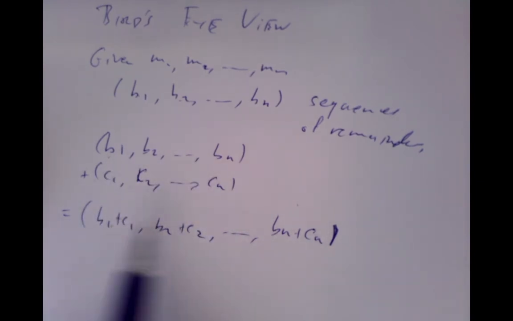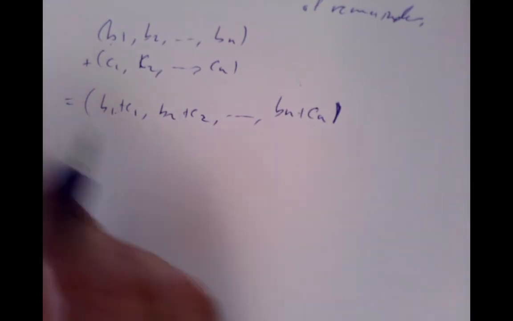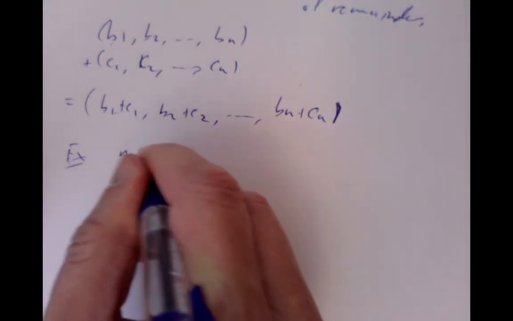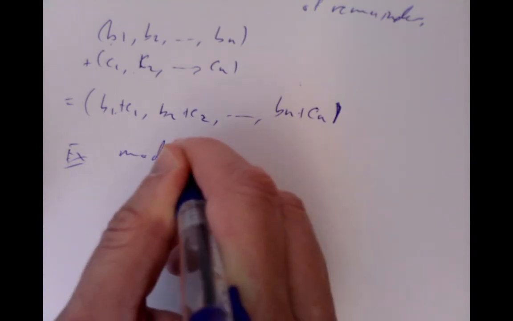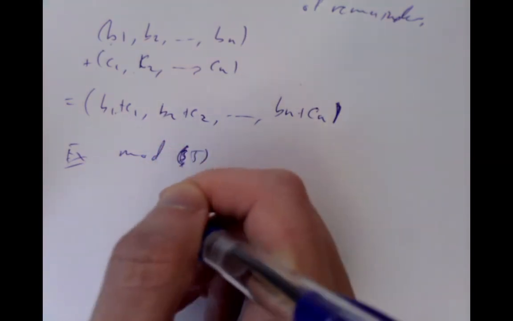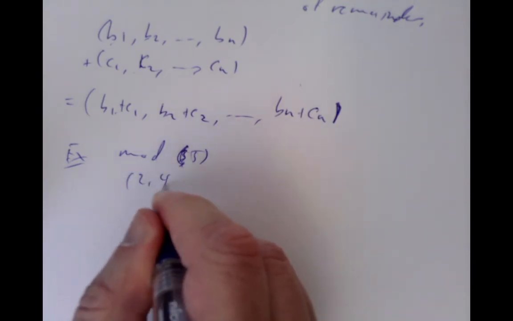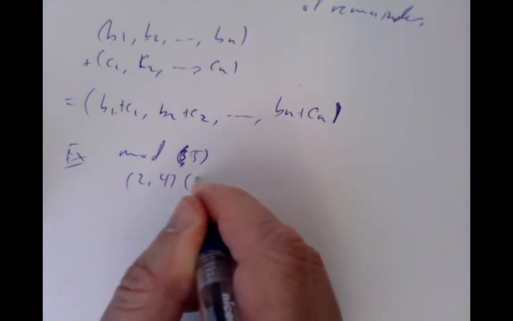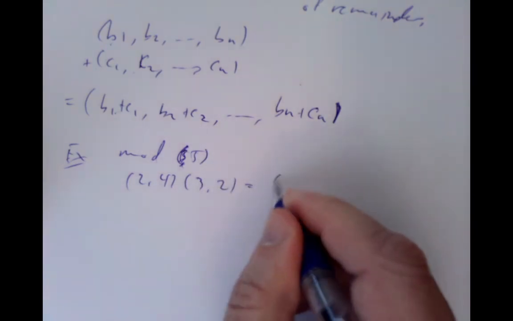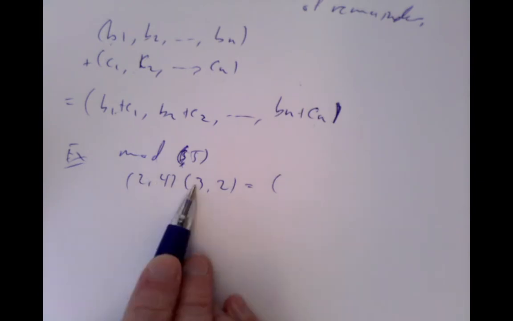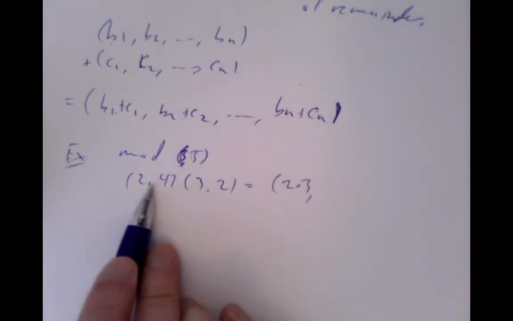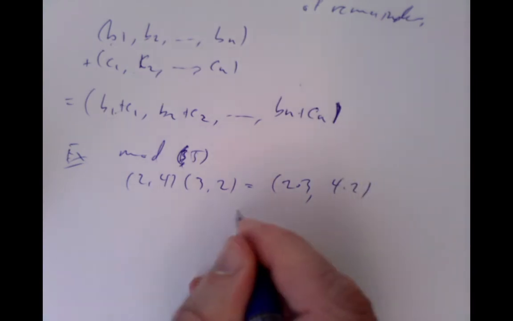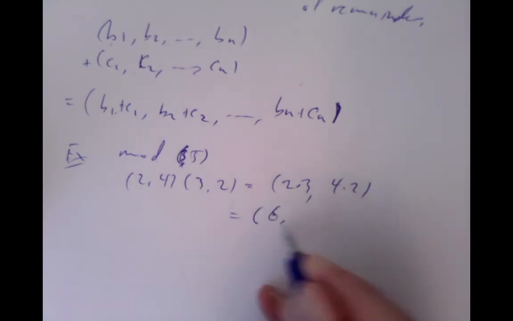We can add them by adding the components, multiply by multiplying the components, subtract them by subtracting the components. And that gives us a powerful technique to handle not just one remainder, but a whole collection of them. So, for example, if we wanted to compute modulo, not a single number, but modulo 3, 5, we'll work with 2, 4 times 3, 2. And what is that? We're working up to 3, 5s. So we first multiply 2 times 3 in the first entry, and then we're multiplying 4 times 2 in the second entry. 2 times 3 is 6. 4 times 2 is 8.